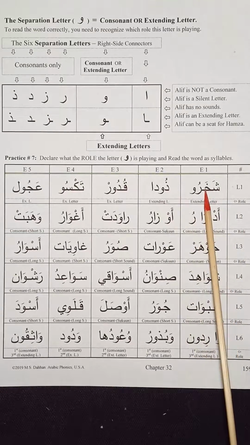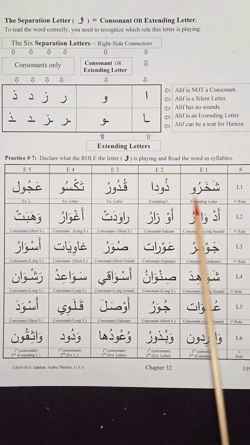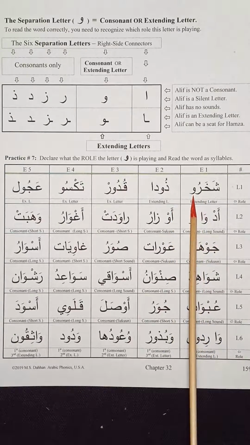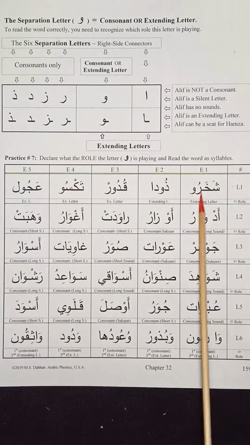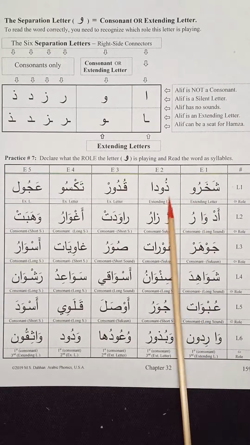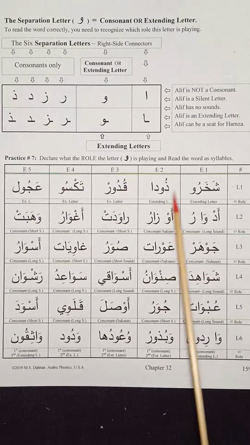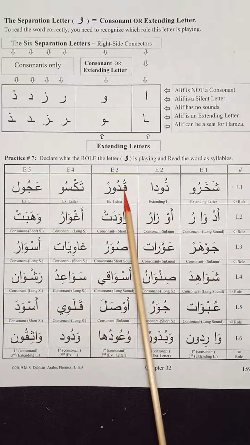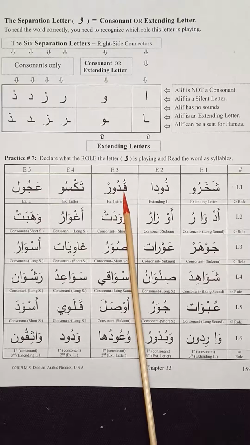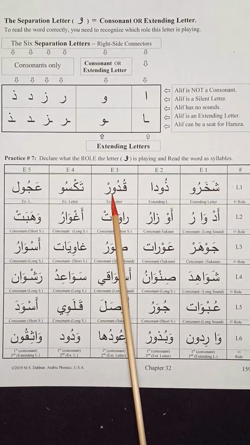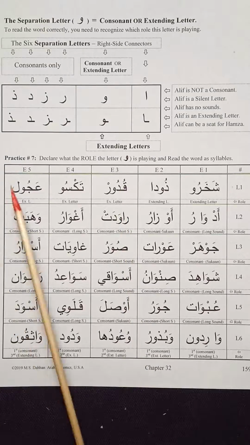All right, line 1. Sha, kha, ru. So here it's an extending letter very clearly because it came after a short sound. Here we have zu, da. This letter is definitely an extending letter. Here it came after a short sound. Here this word is qu, dur, 2 syllables, and it's very clearly here an extending letter because it came after a short vowel.